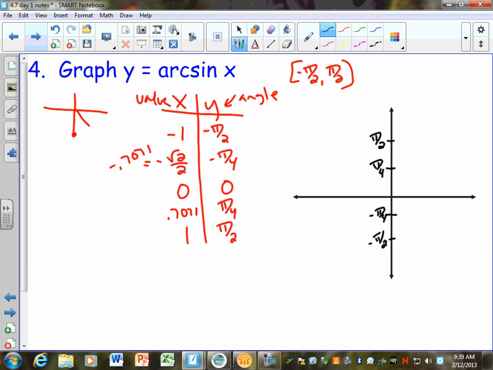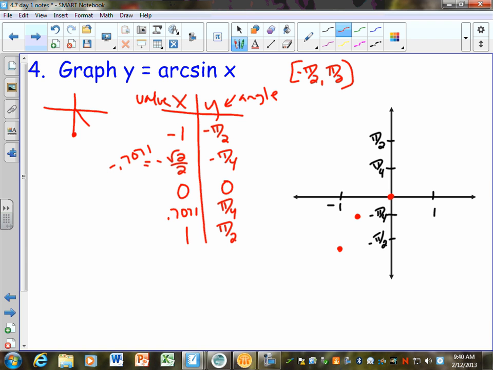And my x values are my numbers, which are from negative 1 to 1. So again, notice with an inverse, the x and the y have switched places. So my x and y axis have switched. And if I graph this, at -1, it's at negative pi halves. At x negative 0.7071, that's not quite 3/4 of the way over, but somewhere between 1/2 and 3/4. I'm just going to go about right here. It's at negative pi fourths. At 0, it's at 0.